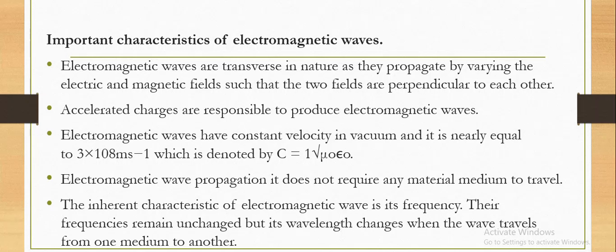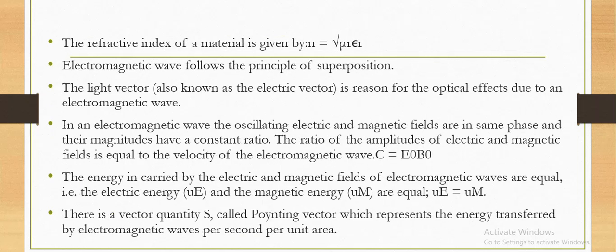The inherent characteristic of electromagnetic wave is its frequency. Their frequencies remain unchanged, but the wavelength changes when the wave travels from one medium to another. The refractive index of a material is given by n = √(μr εr). Electromagnetic wave follows the principle of superposition. The light vector, also known as the electric vector, is the reason for the optical effects due to an electromagnetic wave.